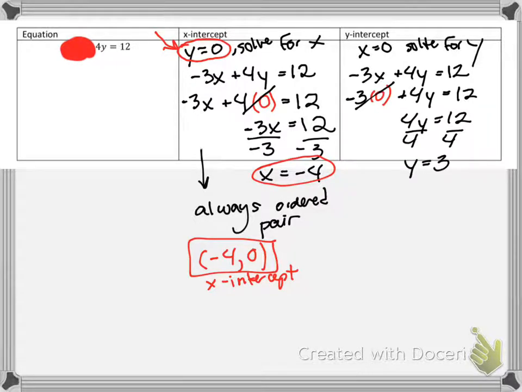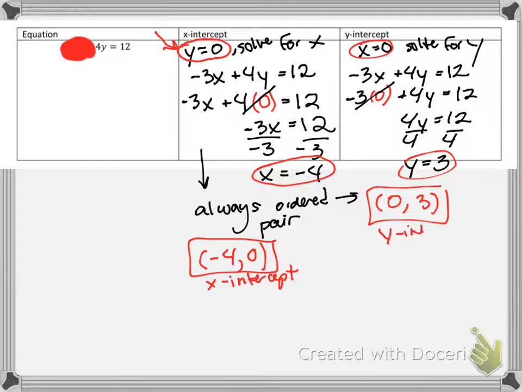Now remember, we need our answer as an ordered pair. So we need to capture both the x value and the y value, and we need to put them together into a single ordered pair. So my y-intercept is the ordered pair 0, 3.